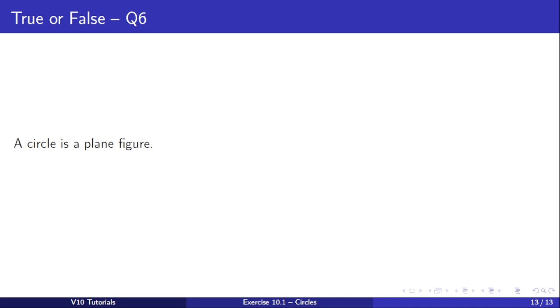Question number 6. A circle is a plane figure. Now what do you mean by a plane figure? Anything that you can draw in a plane, like you can draw it on your computer or you can draw it on your page in your book. So that's a plane figure. So a circle I can draw in a plane. That means a circle is definitely a plane figure. So that's a true statement.